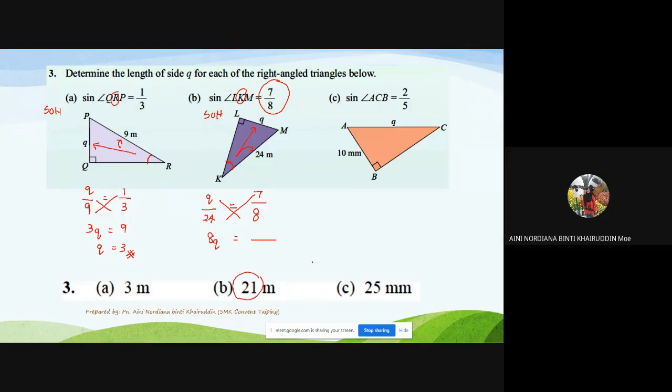Okay, so this is the answer for B. Teacher. Yes. 24 times 7, teacher. Mm-hmm. 24 times 7 or divide 7, teacher? First, I use my calculator.